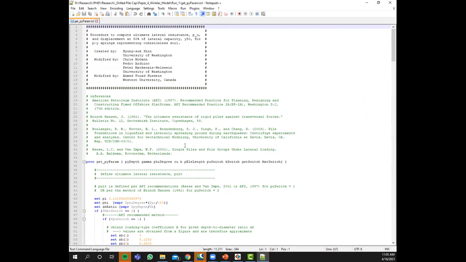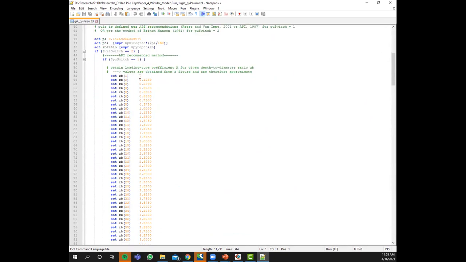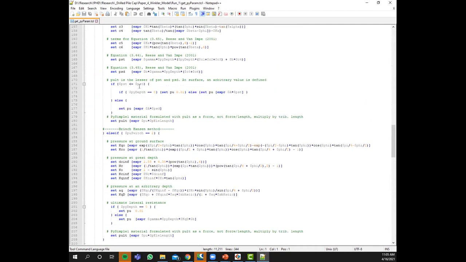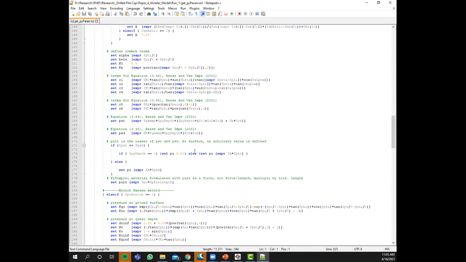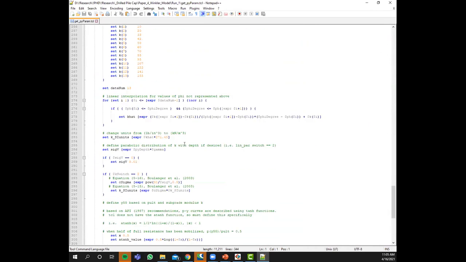So this is a code that I developed for liquefaction, where you can assign your parameters of the curve here and start to reduce it. Like you will find in this calculation, there will be values that can be reduced.